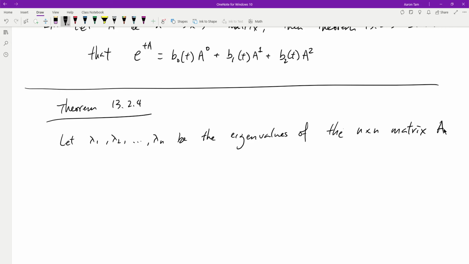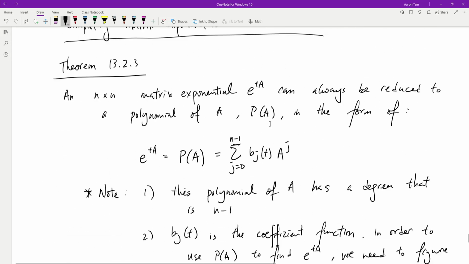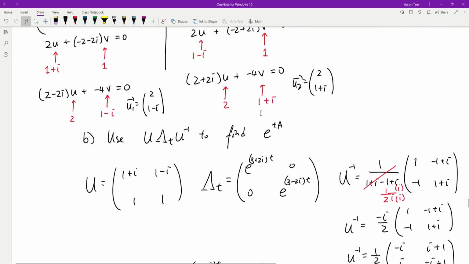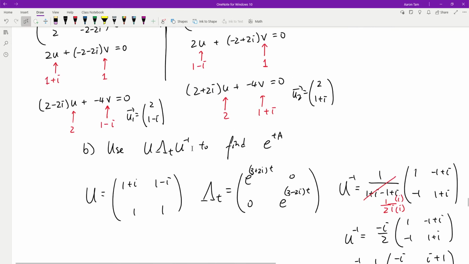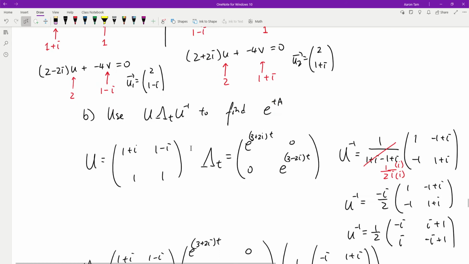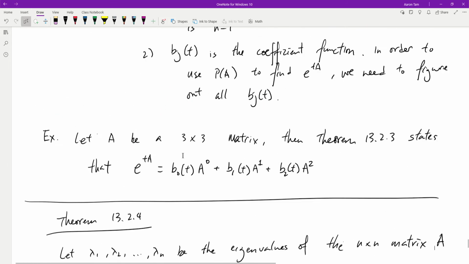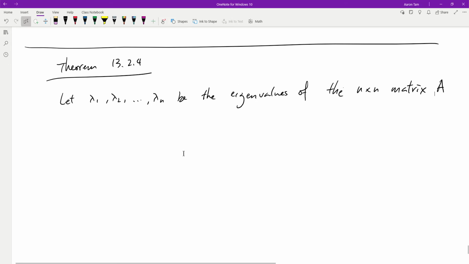That's what theorem 13.2.4 is going to help us with. This not only allows us to deal with distinct eigenvalues, for which we can technically use the formula right here, U e to lambda t U inverse. But if we do have repeated eigenvalues, theorem 13.2.4 now has a way to deal with that too. So not only can it replace the U e to lambda t U inverse formula, but it can also do something that formula cannot do. Okay, so let's say this matrix A, which is n by n, has n eigenvalues.